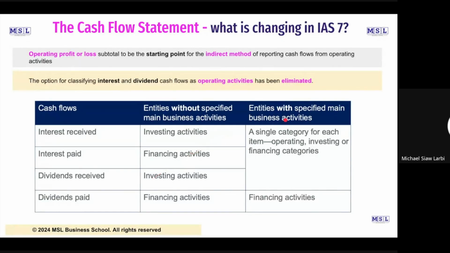But if you have a specified main business activity, like a bank, for example, there should be a single category for each line, operating, investing, or financing. So for a bank, you can't tell them they should put everything here in their cash flow. So it depends, right? But take note that businesses without any specified main business activity, for them, this is a strict requirement. I think the biggest change we all need to take note of is interest paid, dividend paid, financing activity, right?